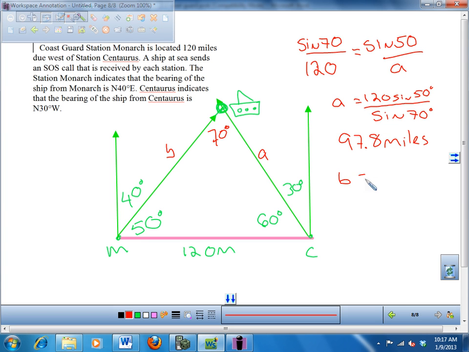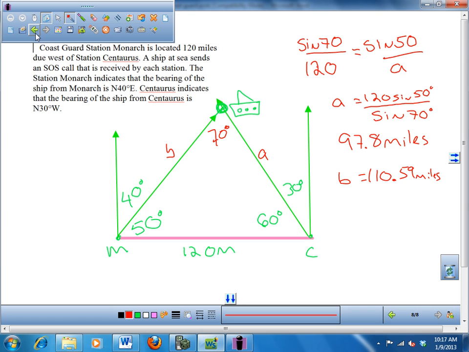And then you do the same thing to find B. I'm not going to do all the math. And you get that B is about 110.59 miles. Doing the same thing, you say sine of 60 is to B as sine of 70 is to 120. And so you would get B is 110.59. And what was the question?